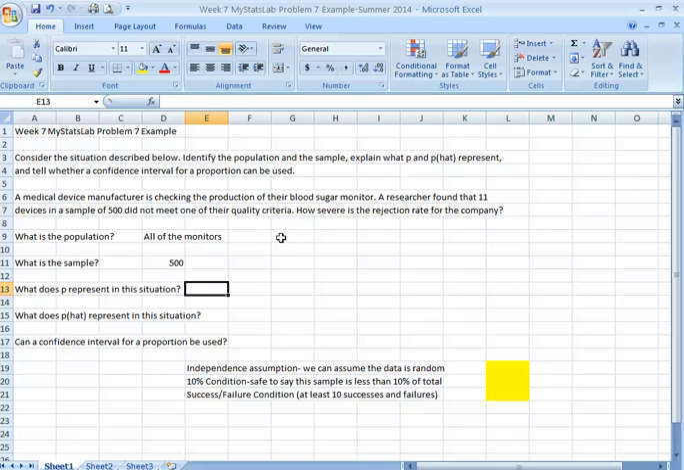The true proportion for a population is denoted by P. So for this situation, P is going to represent the proportion of all the blood sugar monitors produced by the company that do not pass their quality control. So P is all of the monitors produced by the company, so this would be all that fail.